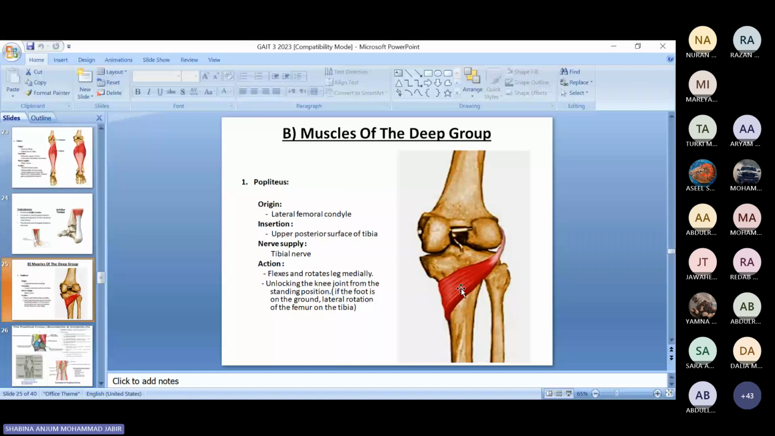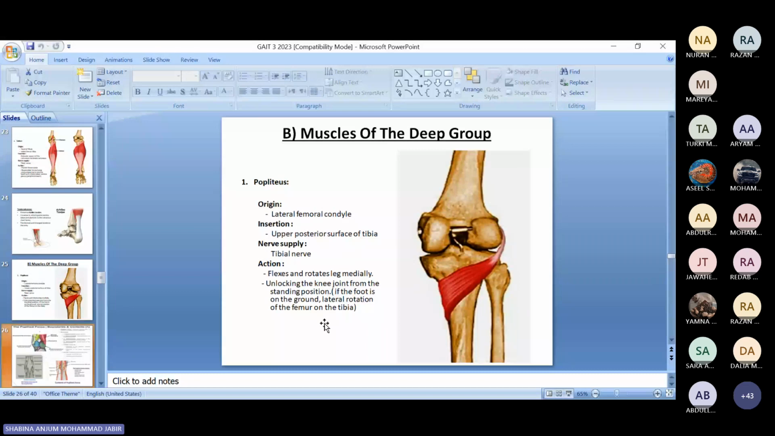Okay, and its origin is from the lateral femoral condyle. What will be the action? It is responsible for the flexion and rotation of the leg medially. Its main action is in the knee joint for unlocking of the knee joint. When you stand, unlocking means, inshallah when you see the knee joint, we will try to explain this function. For now, just remember that unlocking of the knee is done by the popliteus muscle.